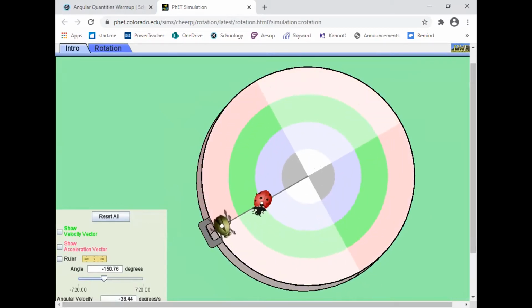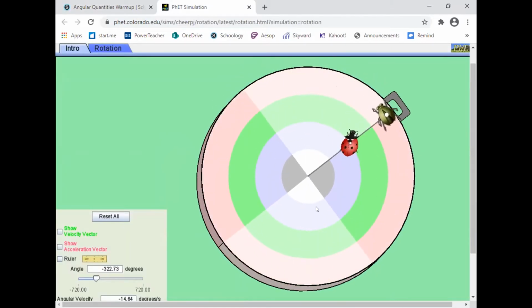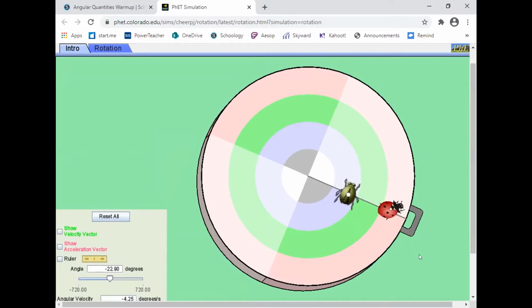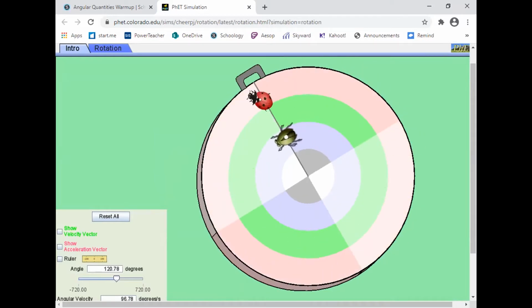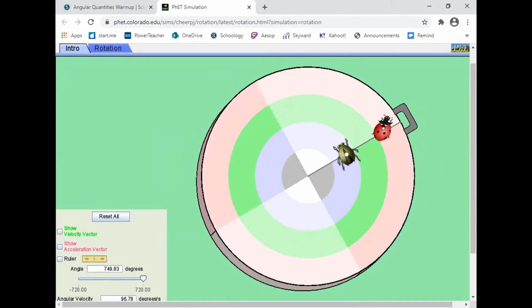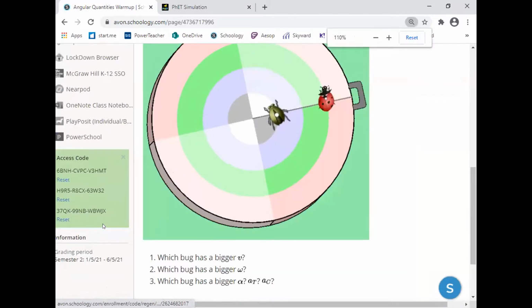All right. So you've got two things. Is that the same way that I put it on here? No, I put the ladybug on the outside. Let's set it the same way we had the other one. So we've got the ladybug on the outside, beetle on the inside. All right. There we go. If this thing spins, I'm going to ask you a few questions about this. They're both on the same turntable, and they're both spinning. Let's just start with number one and number two. Which has the bigger V and which has the bigger omega? Tell your partner what you think. Which of those two bugs has the bigger V? Which of those two bugs has the bigger omega?